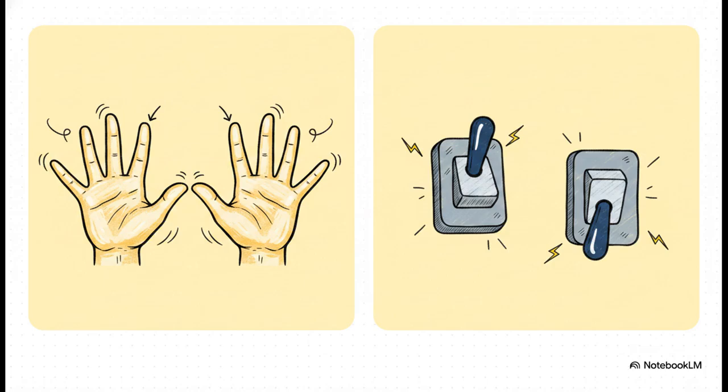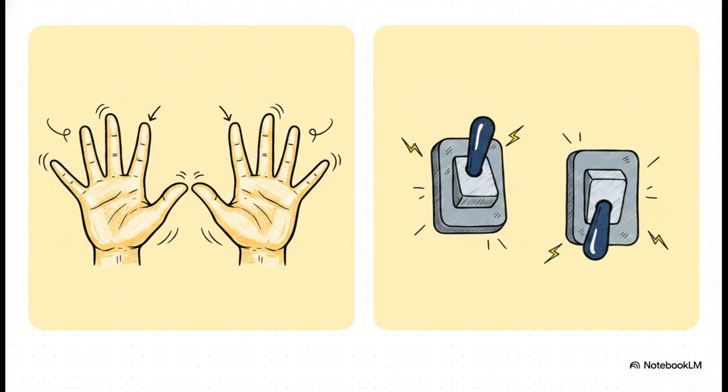Moving right along to Section 2, decimal versus binary systems, hands versus switches. This really gets to the heart of the divide between humans and our machines. See, as humans, we use a base 10 decimal system. And why is that? Well, simply because we evolved with 10 fingers. We count 0 through 9, we run out of digits, and boom, we carry over to the tens place.